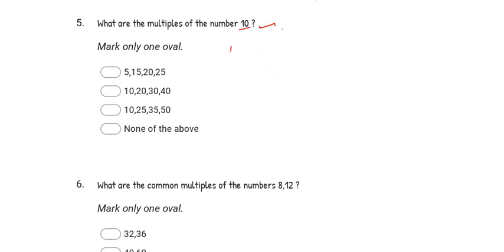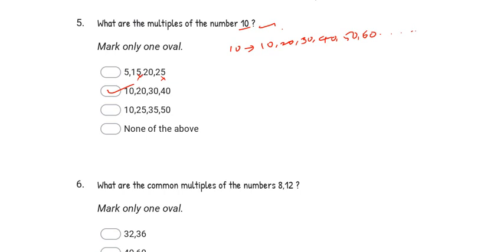The multiples of 10 are 10, 20, 30, 40, 50, 60 and so on. So what is the answer here? This is the answer. 15 and 25 are not multiples of 10. How to find the multiples, I explained in the previous class.